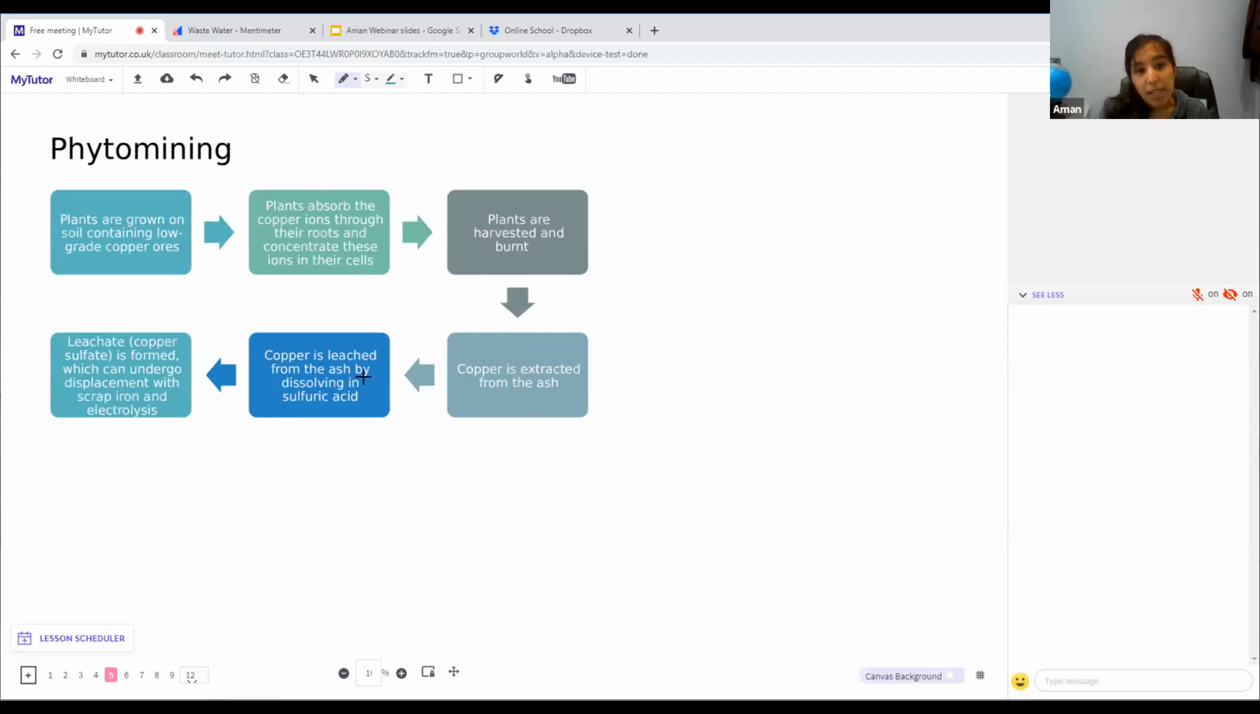So we leach it, and leaching just means dissolving. So copper is dissolved in sulfuric acid, and what's produced is called the leachate, or copper sulfate. And that's when we do displacement with scrap iron, which I showed you, and electrolysis. It's much, much more cost effective to do electrolysis and dissolving in sulfuric acid when we've got concentrated copper. So that's why we have to use the plants to get the copper out of the low-grade ores.